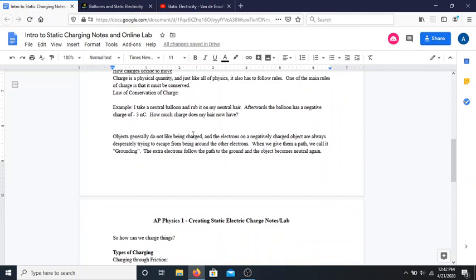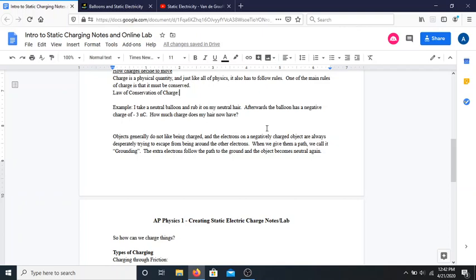Now, let's try it out with a little example. So, I'm going to take a neutral balloon, and I'm going to rub it on my neutral hair. And this is an example. Literally, you can do this at home if you want. You can do it with a comb. You can do it with a balloon. It doesn't really matter. Afterwards, the balloon has a negative charge of negative 3 nanocoulombs. So that means it's picked up electrons. So now I want to know how much charge does my hair now have?